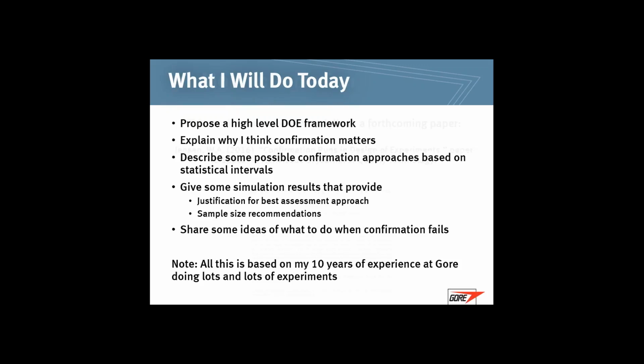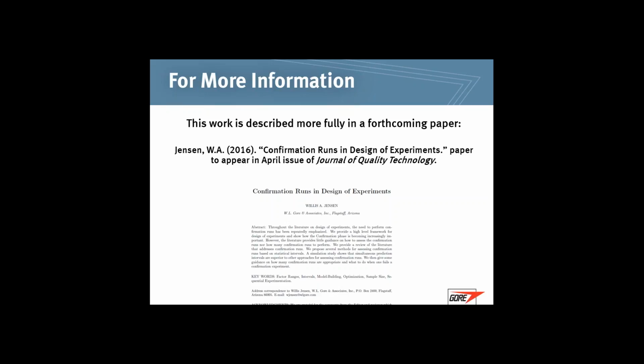For more information, there is a paper that I wrote that has the same title, Confirmation Runs in Design of Experiments. I just approved the proofs a couple of weeks ago, so that will be appearing shortly in the Journal of Quality Technology in the April issue, so that should be coming out in the next month or so. I'm excited to see that paper appear, and this will have more details beyond what we'll talk about today. So I would refer you to that paper when it appears for more information if you have lingering questions based on what we talked about today.